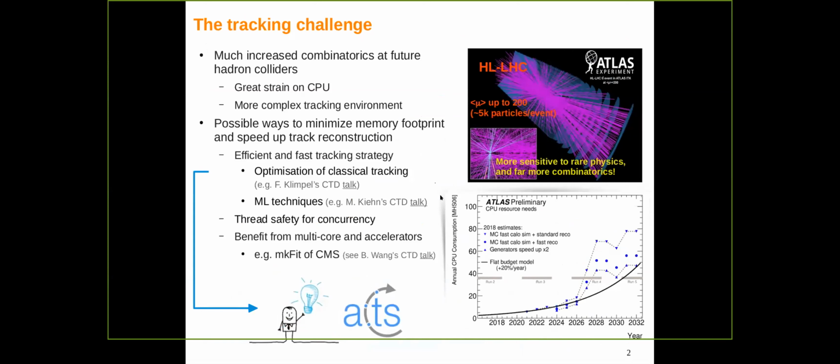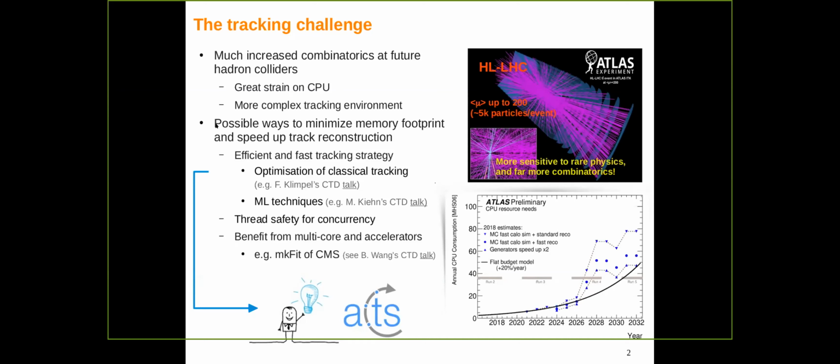As we probably know, at future colliders such as the HL-LHC, we have much increased combinatorics due to the high pile-up. And this means we will have much increased CPU consumption. As illustrated by this plot here, the CPU consumption will grow rapidly at ATLAS Run 4 over the flat budget model. The combinatorics also means much increased tracking reconstruction time, with a much more complex tracking environment.